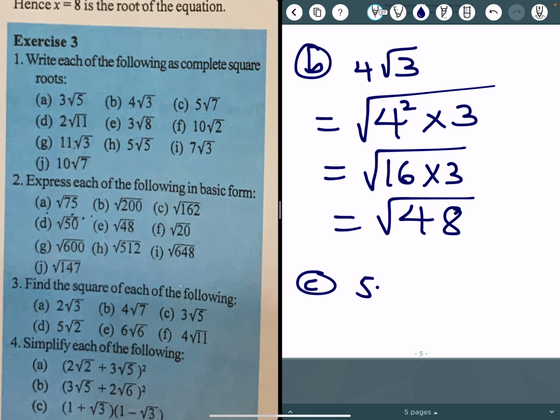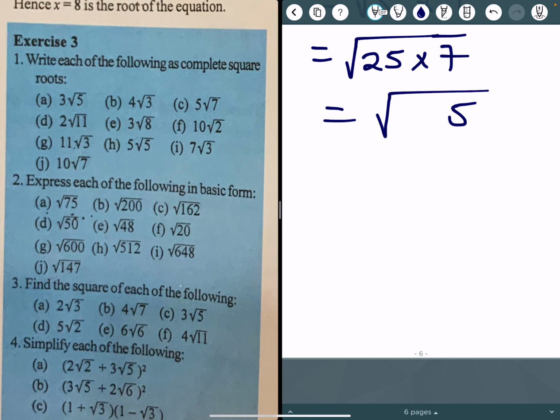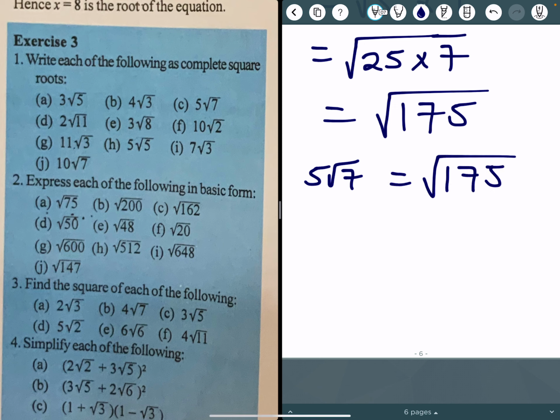C, 5 root 7. 5 root 7 is the same thing as the square root of 5 squared times 7. What does that give us? That gives us the square root of 25 times 7. 25 times 7 is 175. So 5 root 7 is equal to the square root of 175.